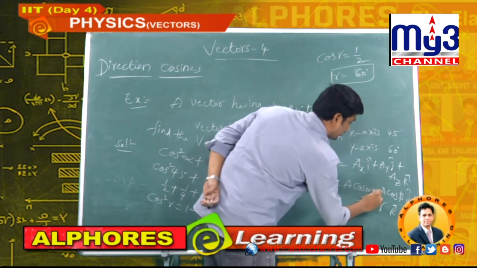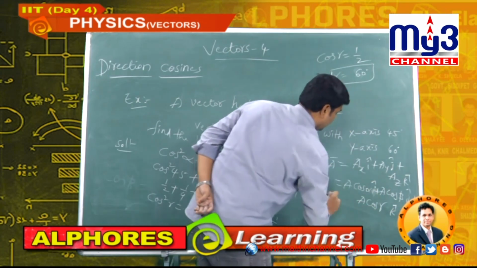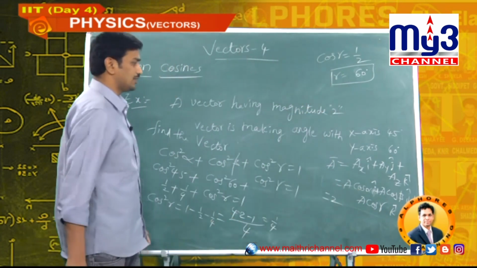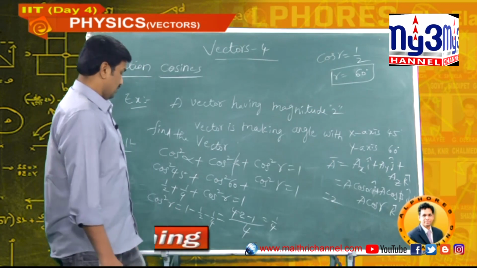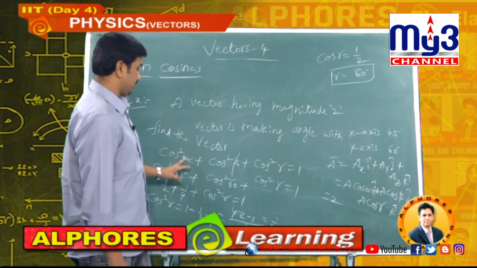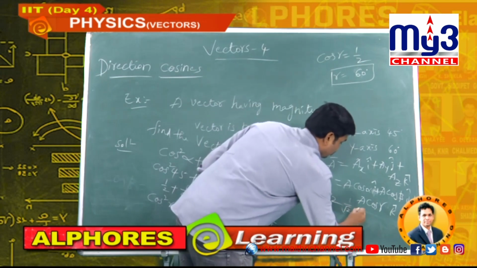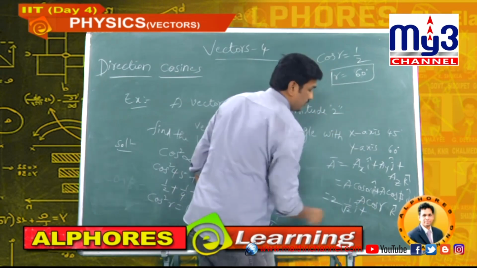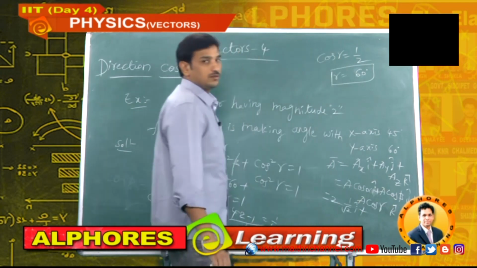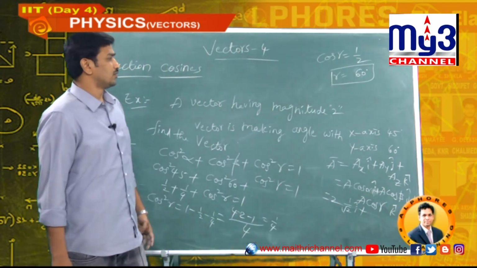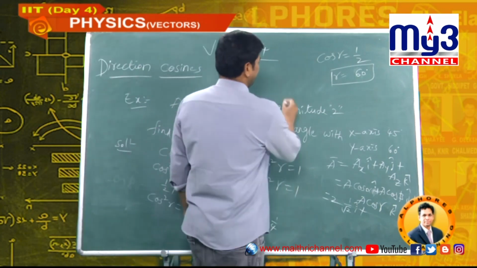Here I forgot to write i cap. A value 2, cos alpha. What is the cos alpha value? Alpha value 45, cos 45 is 1 by root 2 i cap. Cos 60. Cos 60 value, how much? So cos 60.